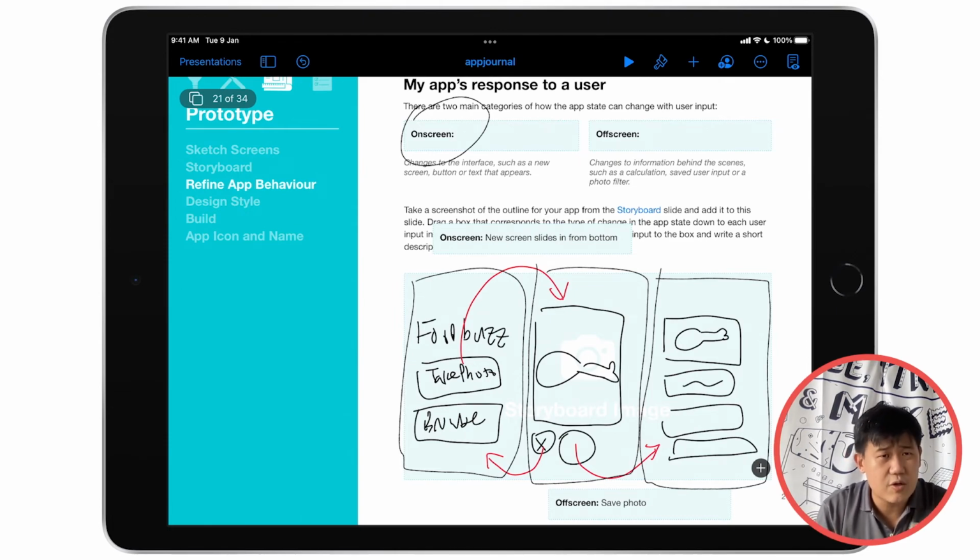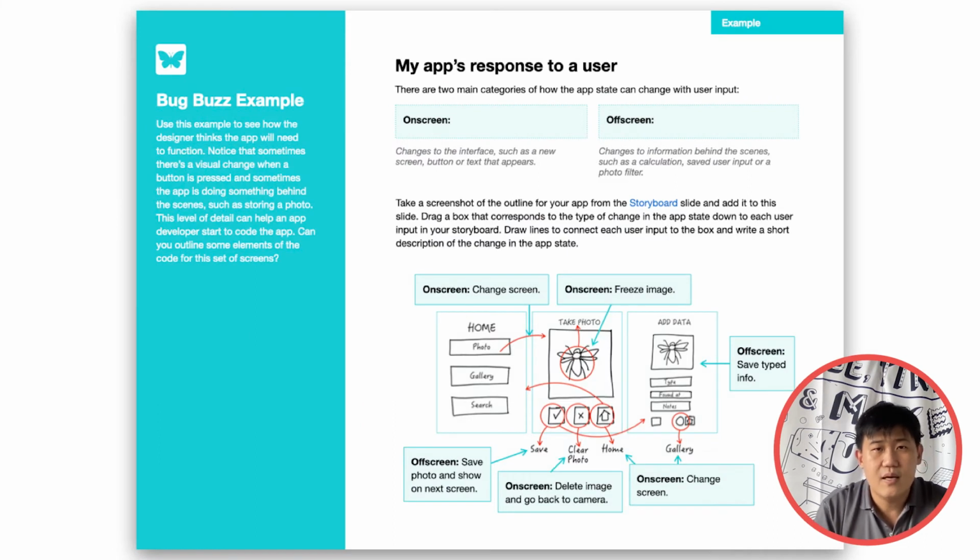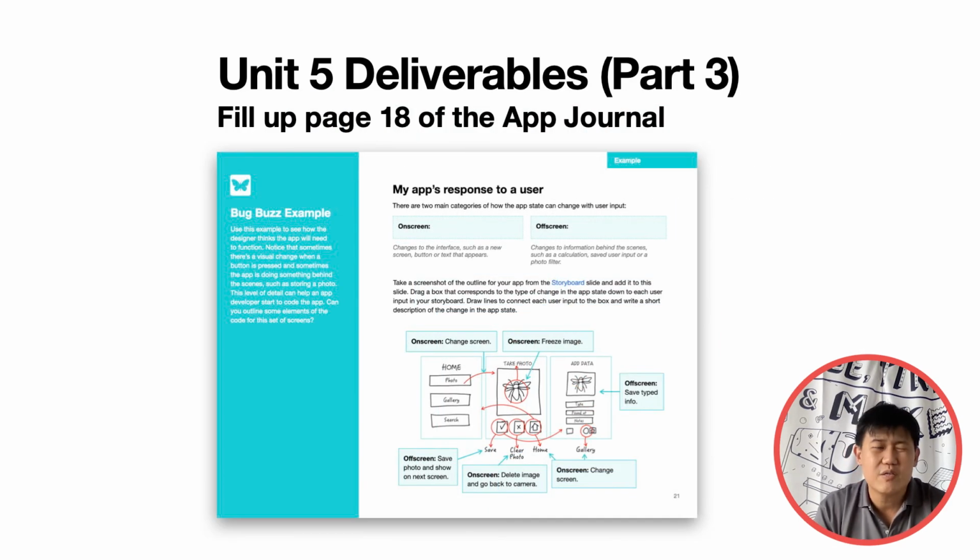Let's take a look at what BugBuzz has done. Oh, BugBuzz has a lot of details, more than me. Well, they get the benefit of copying from my work. So, on screen, change the screen. On screen, freeze image. Oh, that's pretty cool. So if you tap on it, it'll freeze the image. It will save the photo and show on next screen. It'll delete the image and go back to camera, and change screen. Okay, so all kinds of different things.